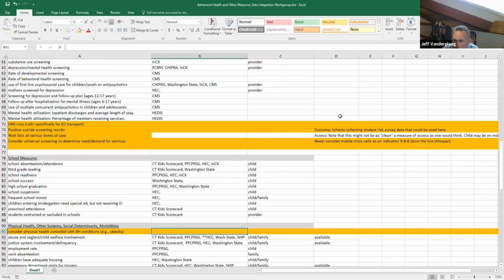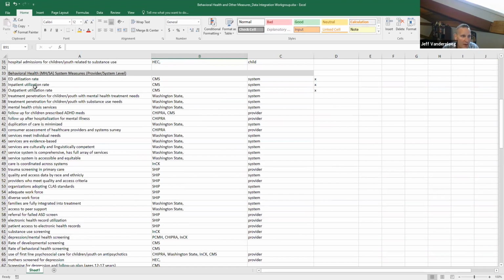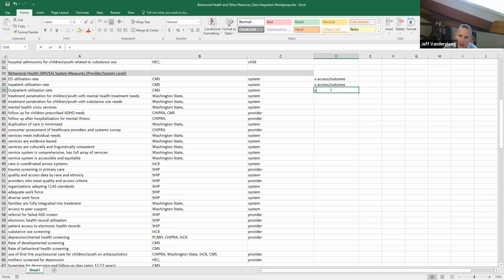Great. Okay, so as we're moving on, let's take a look at this next set. We've already started to get into some of these, obviously. We already identified ED utilization rates, inpatient utilization rates, and outpatient utilization rates as being measures that we should be paying attention to. I think there's a combination of system outcome as well as maybe access, so I'll just flag them as both. Okay, so anybody else have thoughts about anything they see on this list?